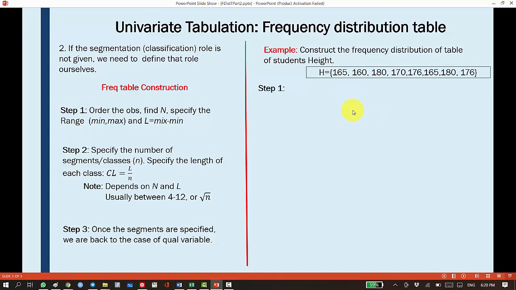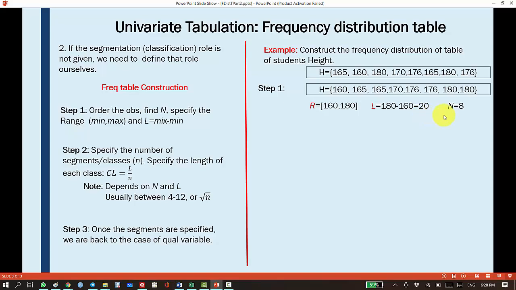First, order the observations that we have on the height. We start from 160, which is the smallest, up to 180, which is the largest. There is no difference between sorting in ascending or descending order. Then we find the range, which is the interval starting from 160, ending at 180. The length of the interval is 180 minus 160, which is 20. And the number of observations is 8.